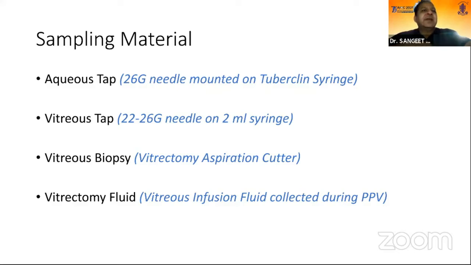So sampling material: you can have an aqueous tap using a 26 gauge needle mounted on a tuberculin syringe. You can have a vitreous tap using a 22 to 26 gauge needle, again on a 2 ml syringe, a vitreous biopsy taken with a vitrectomy aspiration cutter, or a vitrectomy fluid sample which can be collected during pars plana vitrectomy.